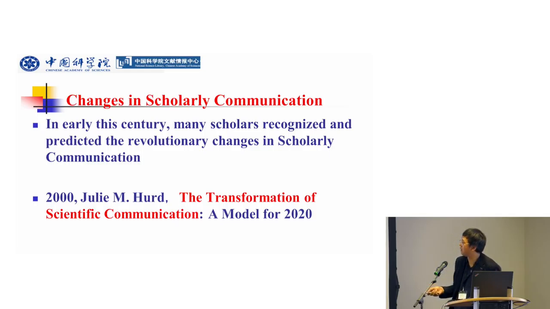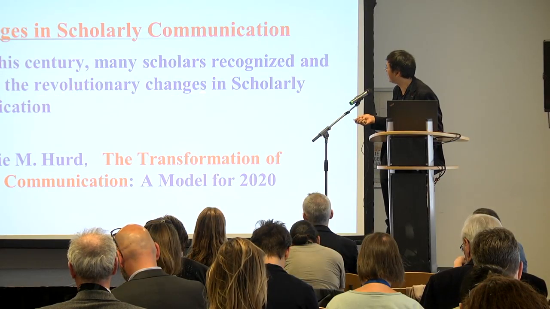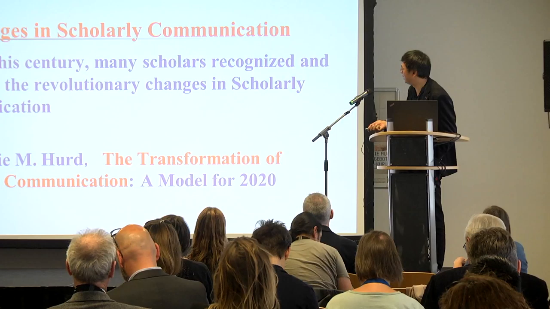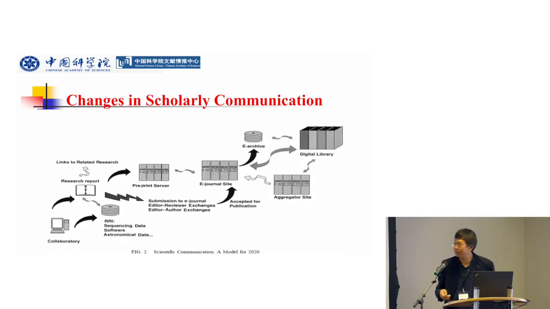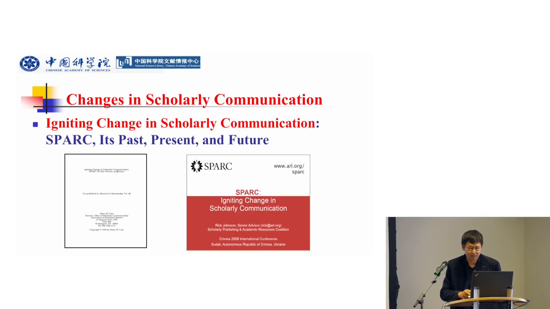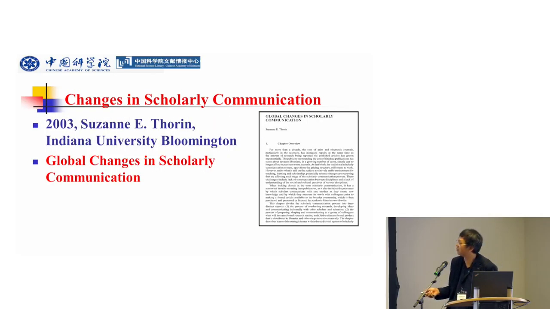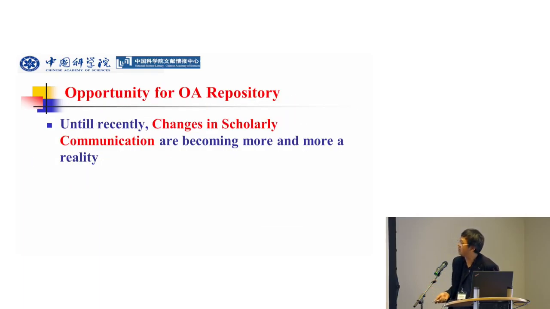In fact, from early this century, many scholars have recognized and predicted that revolutionary change will be happening in scholarly communication. I will show some examples. This guy predicted the transformation of scientific communication, a model for 2020, 20 years ago. In his paper, he described the blueprint and how e-journals work together to build scholarly communication. And we have SPARC colleagues here. All SPARC wants to do is ignite change in scholarly communication. We also noticed that Susan also wrote a paper on global change in scholarly communication. But until recently, the change in scholarly communication has become more and more a reality.